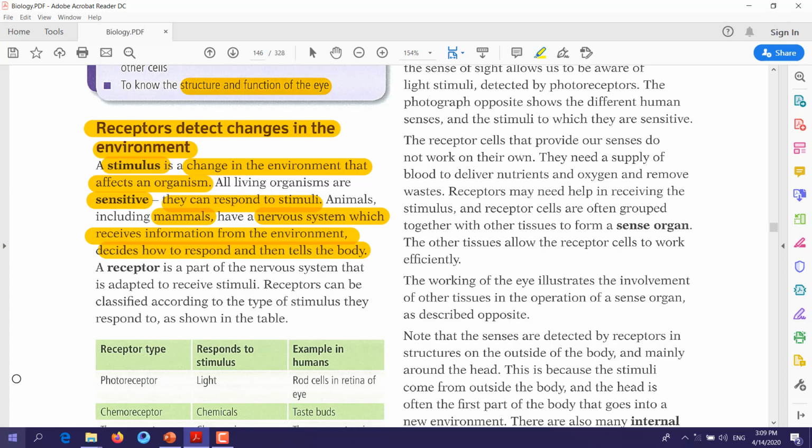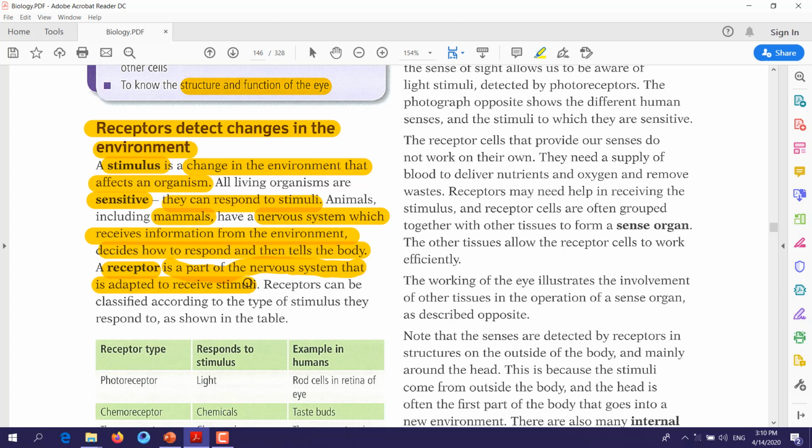So, responding to the environment starts with what? With a receptor. So what do you mean by a receptor? It's a part of the nervous system that is adapted to receive a stimulus. Again, responding to the environment starts with a receptor. A receptor is a part of the nervous system that is adapted to receive a stimulus.